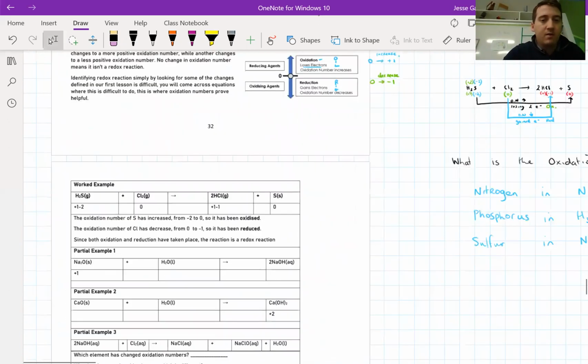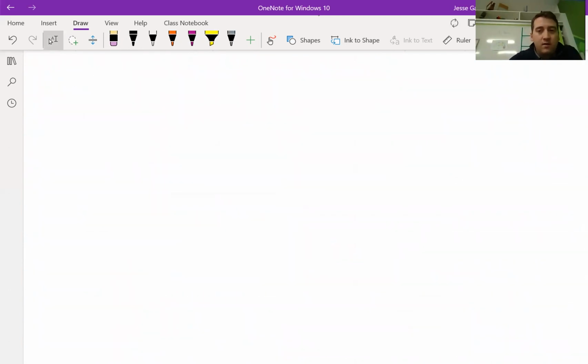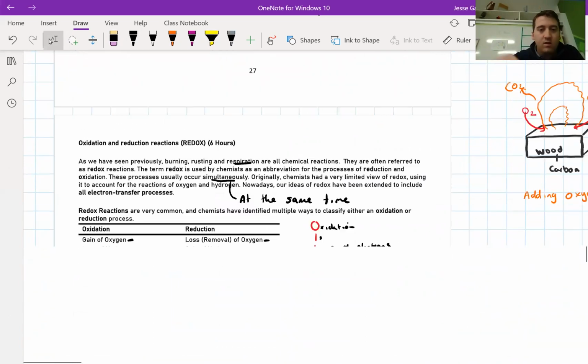Now, where is that table? Here it is. This is not doing what it's supposed to do.